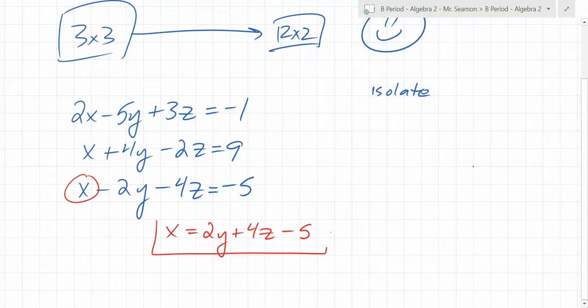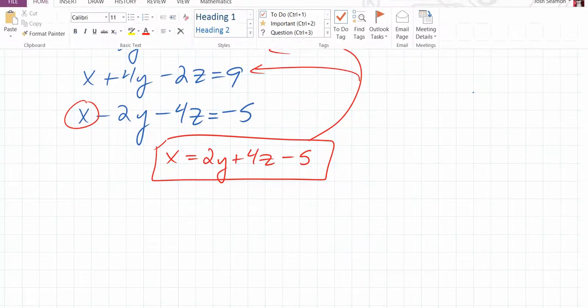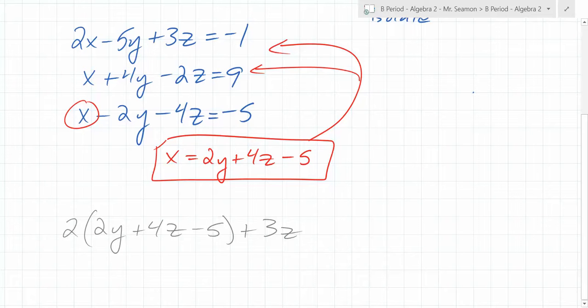And then what do you do with this once you have it? You plug it into the other 2. And what do you end up with? You have to be very careful. If you're not careful, it gets really nasty really quick. 2y plus 4z minus 5 plus 3z equals -1.